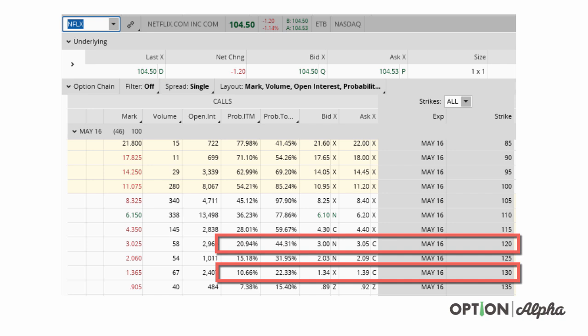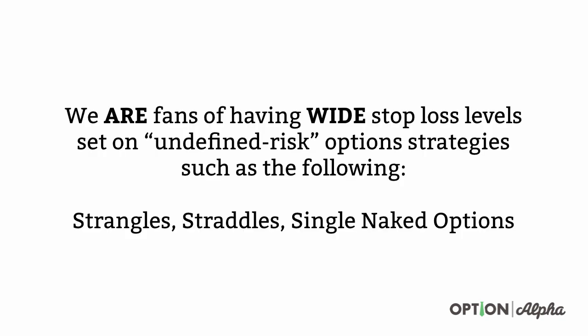And it's not just theory, this is fact here. So just to clear the water here, we are fans of having wide stop loss levels set on undefined risk option strategies, such as the following: strangles, straddles, single naked option positions. We're not too naive in assuming that there's no possible way that stop loss orders can help a trader, but we want to limit using stop loss orders on a wide basis for straddles and strangles which have undefined risk.